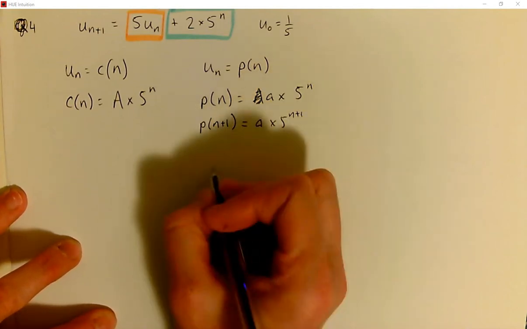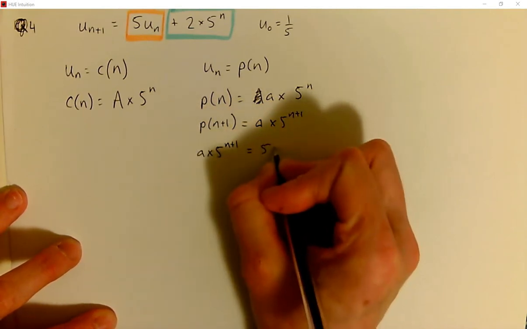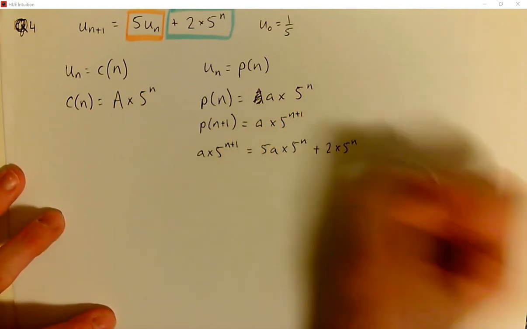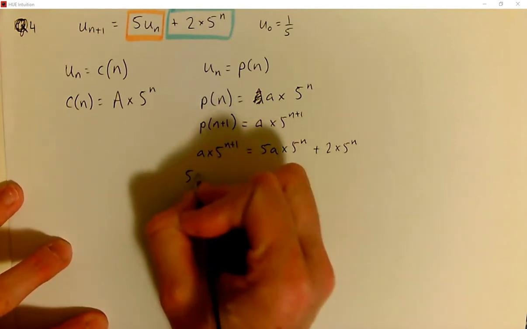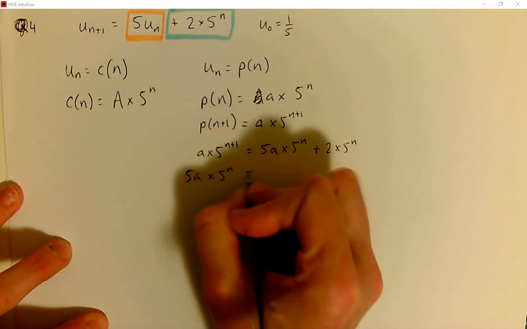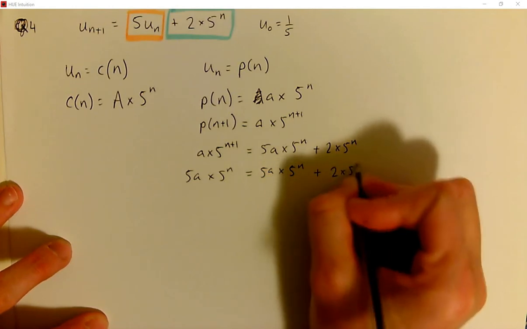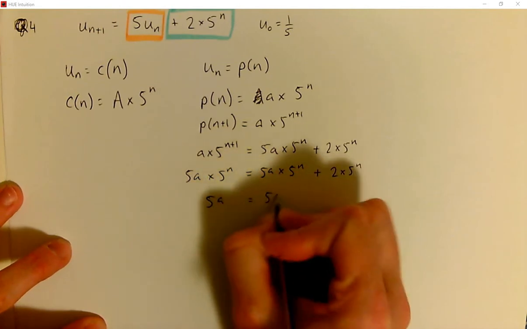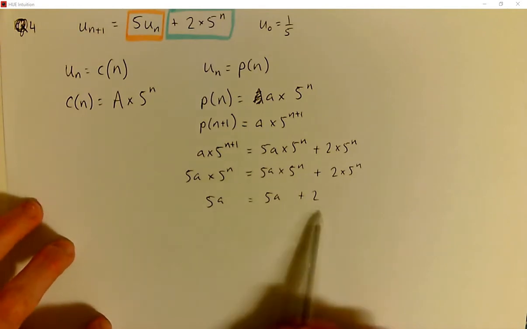So let's substitute in. So we've got a times 5 to the n plus 1 is equal to 5 a times 5 to the n plus 2 times 5 to the n. So if we try and write everything in terms of 5 to the n, we've got 5a times 5 to the n equals 5a times 5 to the n plus 2 times 5 to the n. And if we look at all the coefficients of 5 to the n, we've got 5a is equal to 5a plus 2, but that means a could be absolutely nothing at all. There's going to be no solution that works for that.